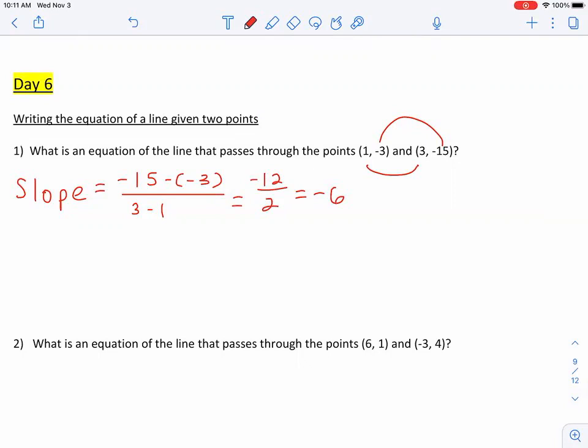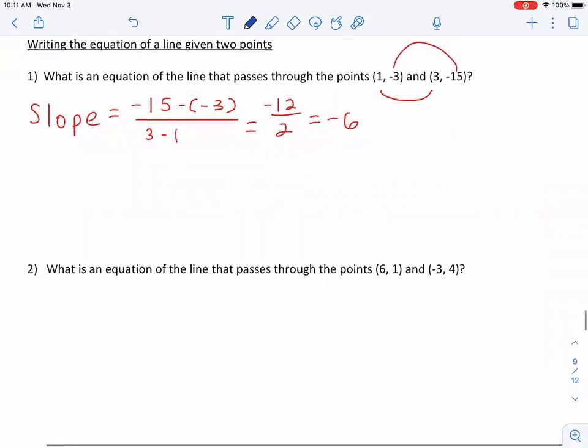Now the second step, so I'll change colors here, make it blue. The second step is use the slope and either point to do the y equals mx plus b. So now we have, and I can choose either of these points. I'm going to use this one because I like those numbers better. They're smaller and I think they're going to be easier to work with. But you could use the other point and you would get the same answer. But I'm going to choose the one I highlighted, the 1, negative 3.